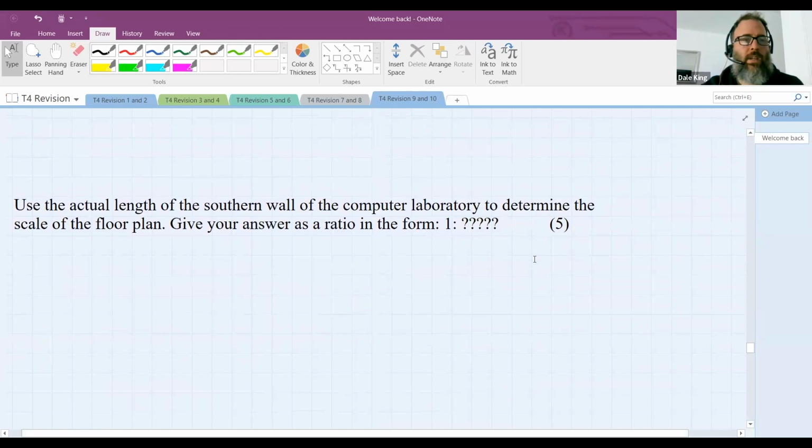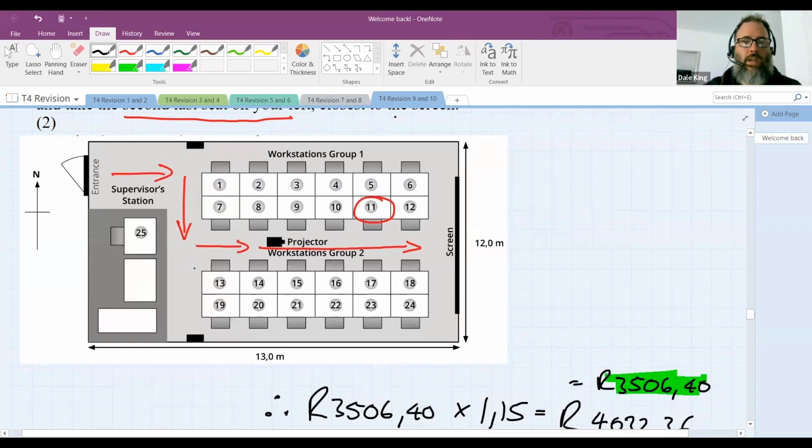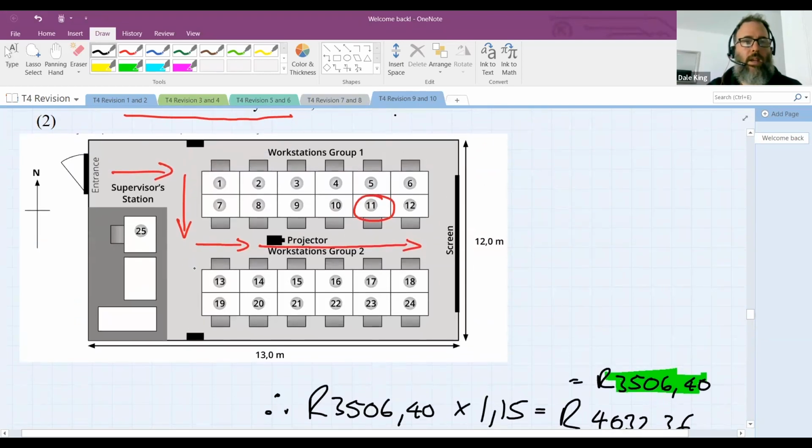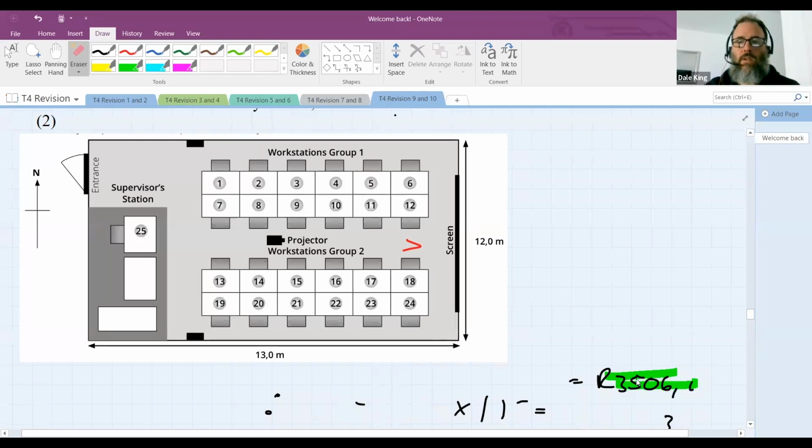Oh, I like this one. Use the actual length of the southern wall of the computer lab to determine the scale of the floor plan. Give your answer as a ratio in the form 1 is to something, something, something. So we have to develop the scale, the ratio scale for this plan. Now, I need to give you a ruler measurement, because you don't have a ruler. I don't have a ruler here with me. So I'm telling you that if you measured this in your exam with your ruler, because remember, for scale, let me just erase all this. For scale, we need 2 parts, all right?